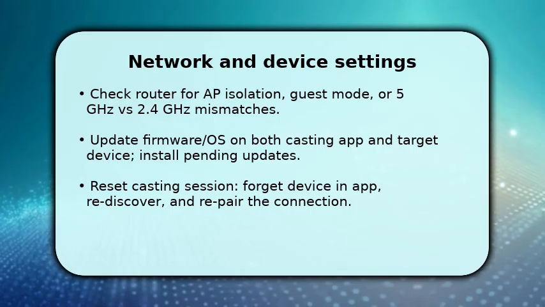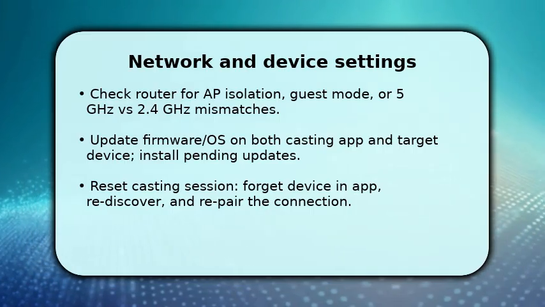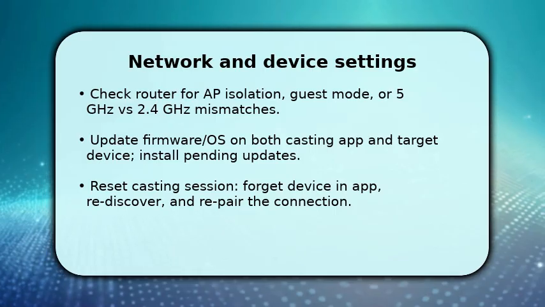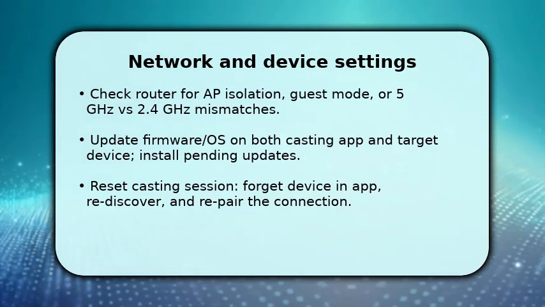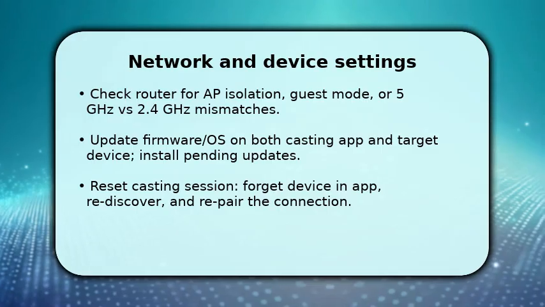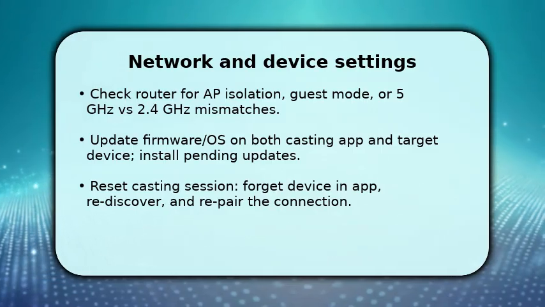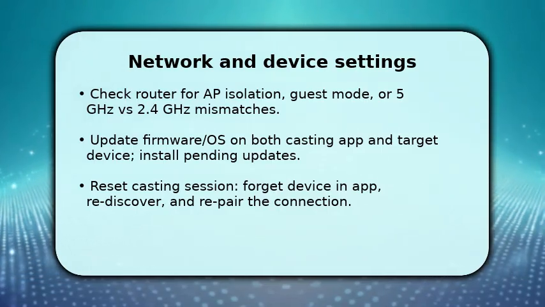Then forget or remove the device from the casting app and rediscover it. This re-establishes correct handshake and authentication. If discovery still fails, try a temporary hotspot from your phone to rule out router-specific issues.